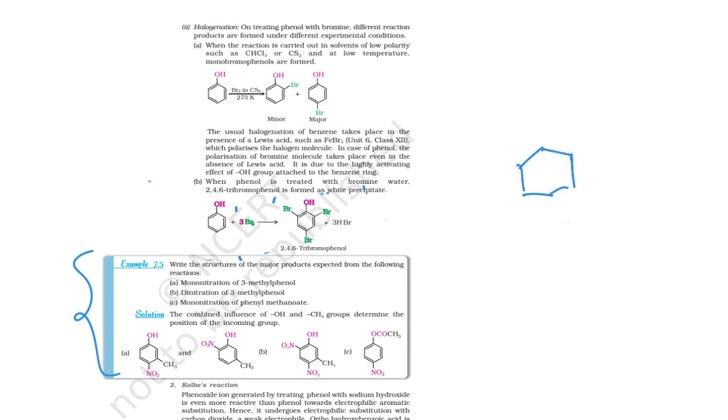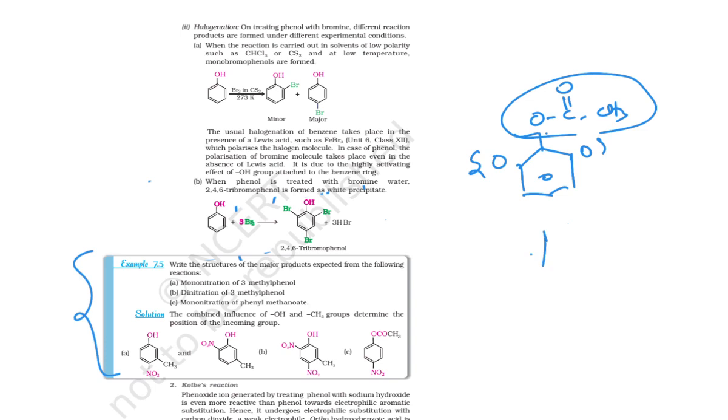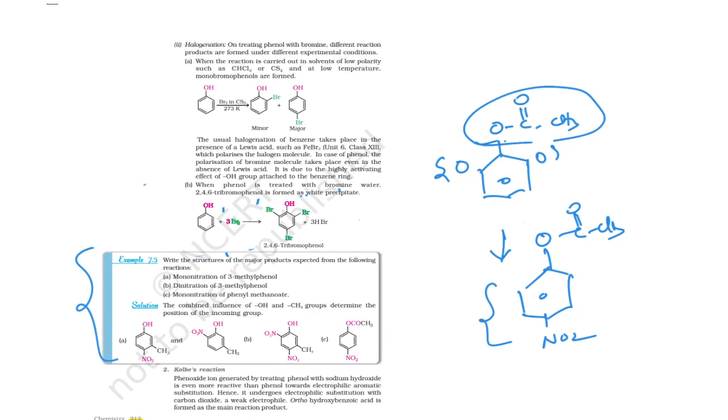So this is phenyl methanoate, this is your methanoate, this is the bulkier group. So ortho position attachment is not possible because of steric hindrance. So your para product is the only possibility. Okay, OC double bond O CH3. So here is the NO2. Clear? Right. Then we go for the Kolb reaction.